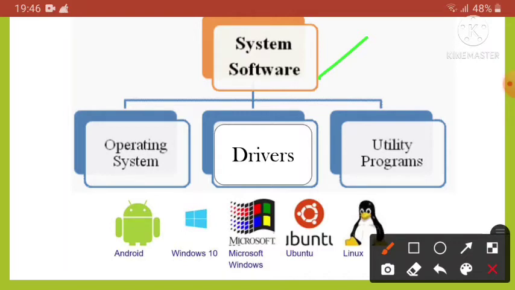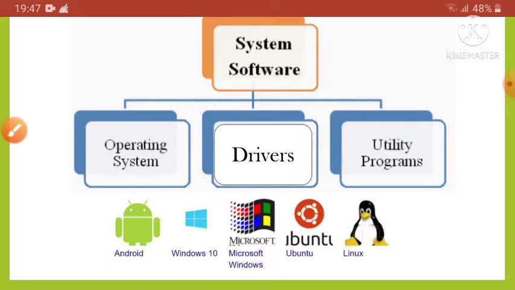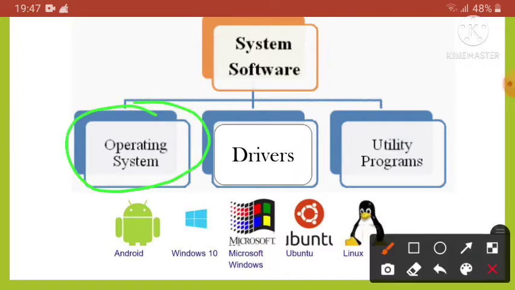Now the system software is classified into three types. Number one is operating system, number two is drivers, number three is utility program. We will be learning about all of them one by one. At first it is the operating system. So what is the operating system? It is the low level software used for performing basic computer functions like controlling keyboard, screen or printing or scanning.